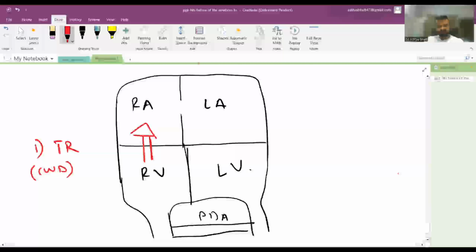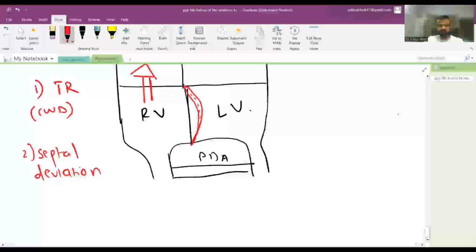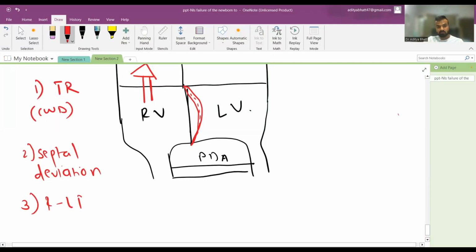The second thing that you need to see is the septum. The septum is deviated towards the left side. So second is septal deviation, because right side pressures are more, so the septum will deviate towards the left side. Then the third one is a right to left PDA shunt. Because right side pressures are more, ductal shunting will occur from right side to left side. This is very, very important.